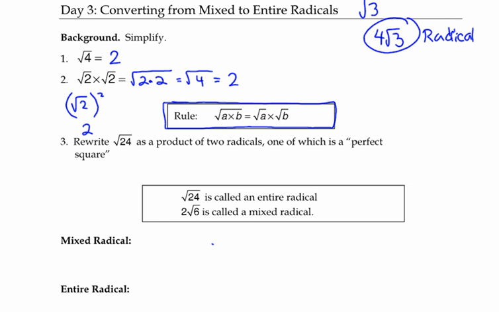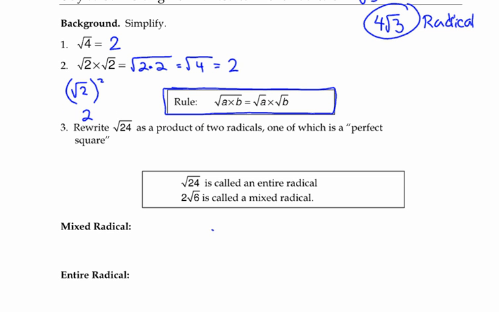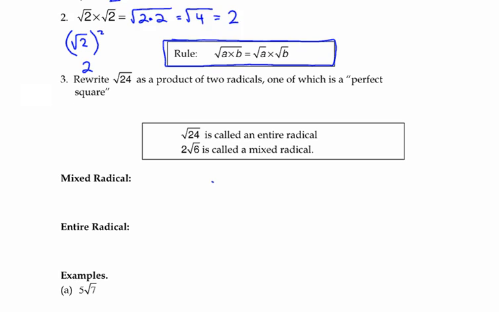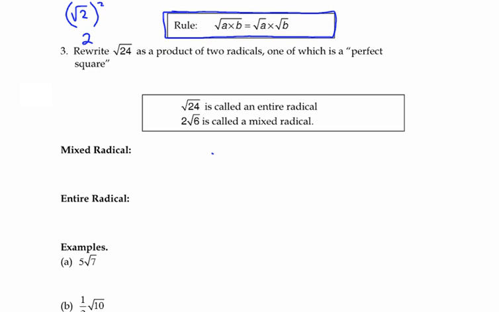Okay, so rewrite root 24 as a product of 2 radicals, one of which is a perfect square. So here, root 24 is called an entire radical. Why do you think it's called an entire radical?